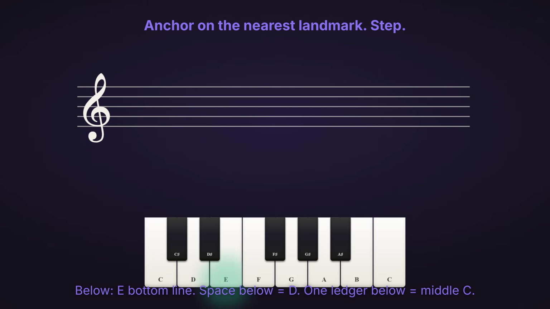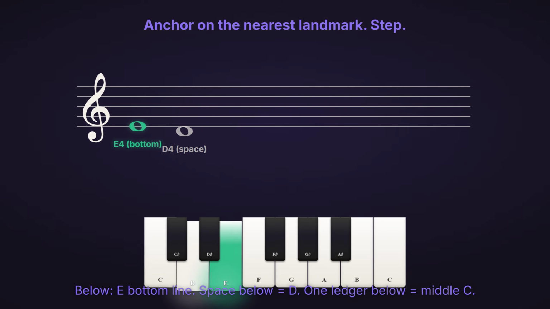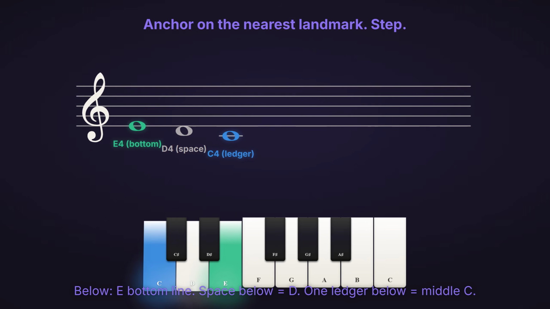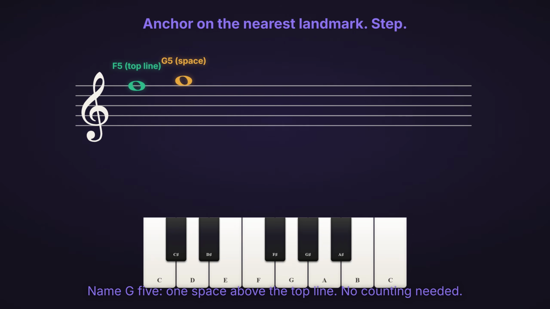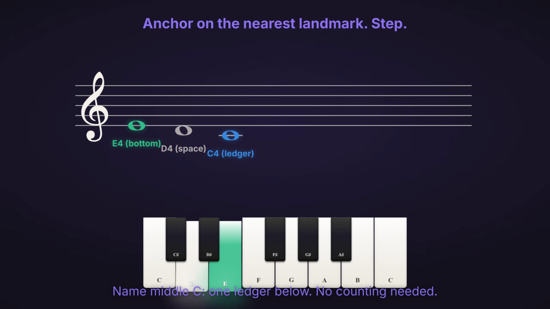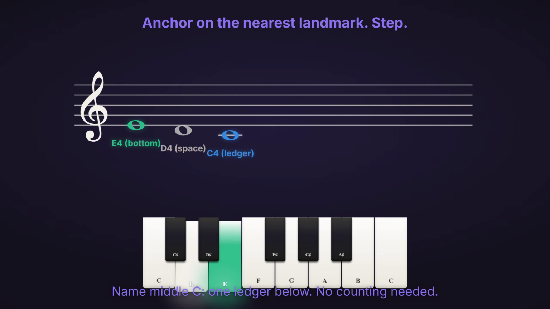Below the treble staff, the bottom line is E4. One space below it is D4. One ledger line below that holds middle C. Each extra line you encounter, anchor on what you know and take 1 or 2 steps. That reflex, rather than counting, is what keeps ledger lines from becoming a barrier. Practice that habit now. Name G5 before counting all the way from E4. Name middle C before counting from the G line. The anchor and step method is how fluent readers handle ledger notes in real time, and the sooner it replaces counting, the more naturally you will read.